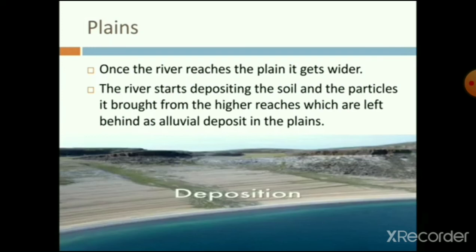Once the river reaches the plain, it gets wider since the same amount of water is now flowing through a wider area and shallow slopes. It would automatically lose its speed. The river starts depositing the soil and the particles it brought from the higher reaches, which are left behind as alluvial deposit in the plain.